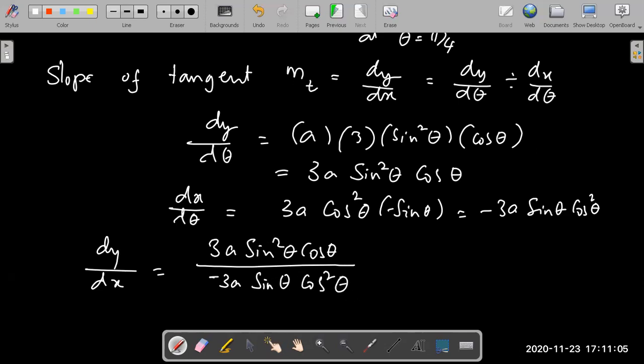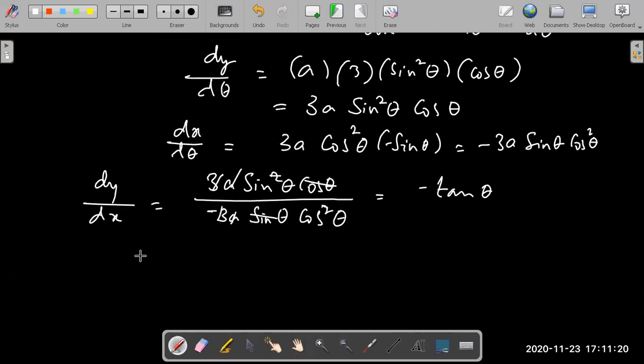So you will have this gone with this, and the 3a gone. So you will have minus tan theta as the final dy by dx. So this is nothing but our mt. That means the tangent slope is minus tan pi by 4, because it's at pi by 4. That's equal to minus 1.